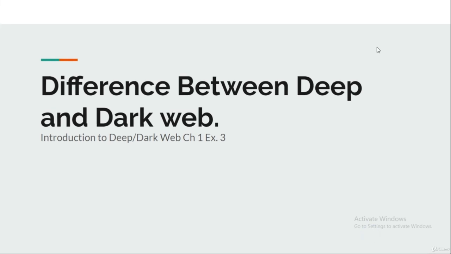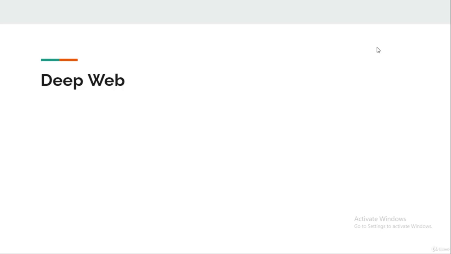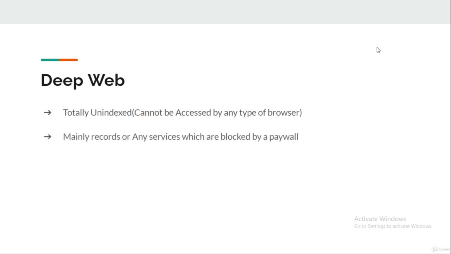Hey guys, welcome back. So in this lecture we are going to learn about the difference between the deep web and the dark web. So first, talking about the deep web. First of all, the deep web is totally unindexed, as we discussed in the previous lecture. The deep web cannot be accessed by any type of browser and it contains websites or services which are protected by a paywall or require sign-in credentials.